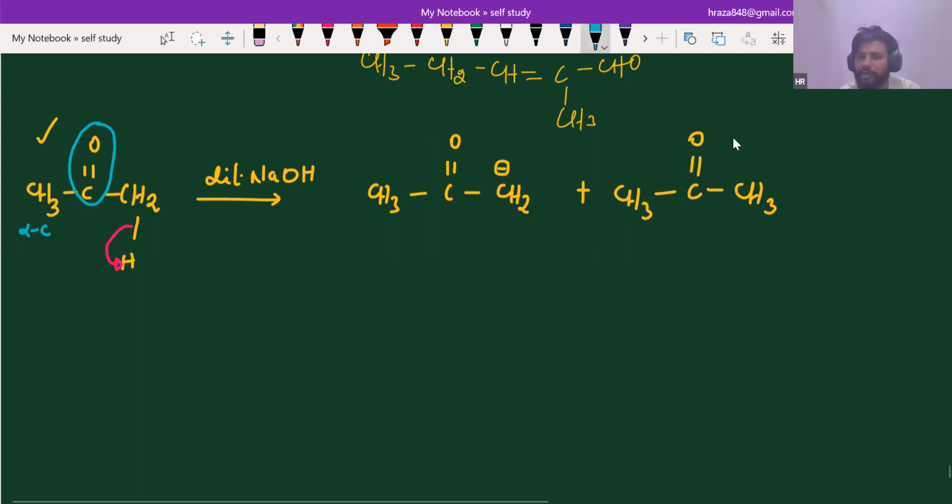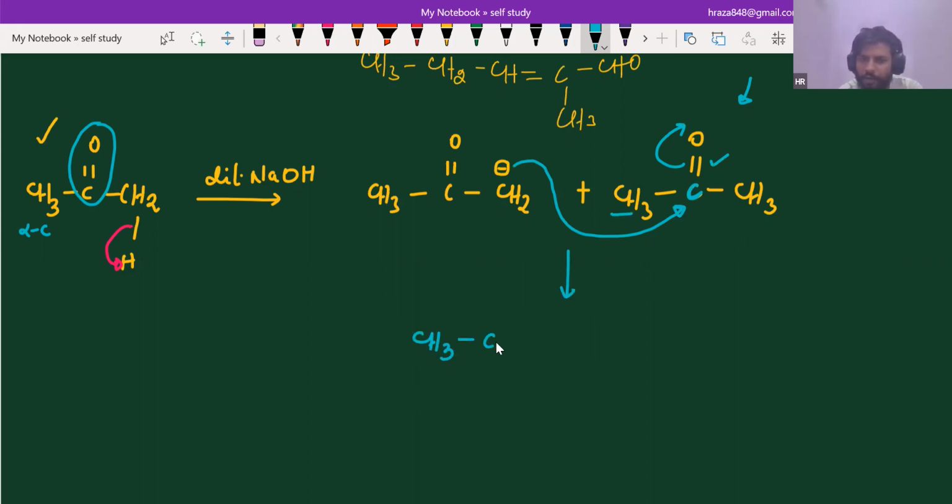I'm going to make this another propanol carbonyl compound as electrophile. And how is it possible? Oxygen is more electronegative, so it will take electron from carbon. Now you can see there will be deficiency of electron on this carbon. So this carbon will attack on this. So I'm going to write this part first. You can see how I'm going to write. This is your CH3 and this is your C, which is O negative. And this CH3 I'm going to write down here.